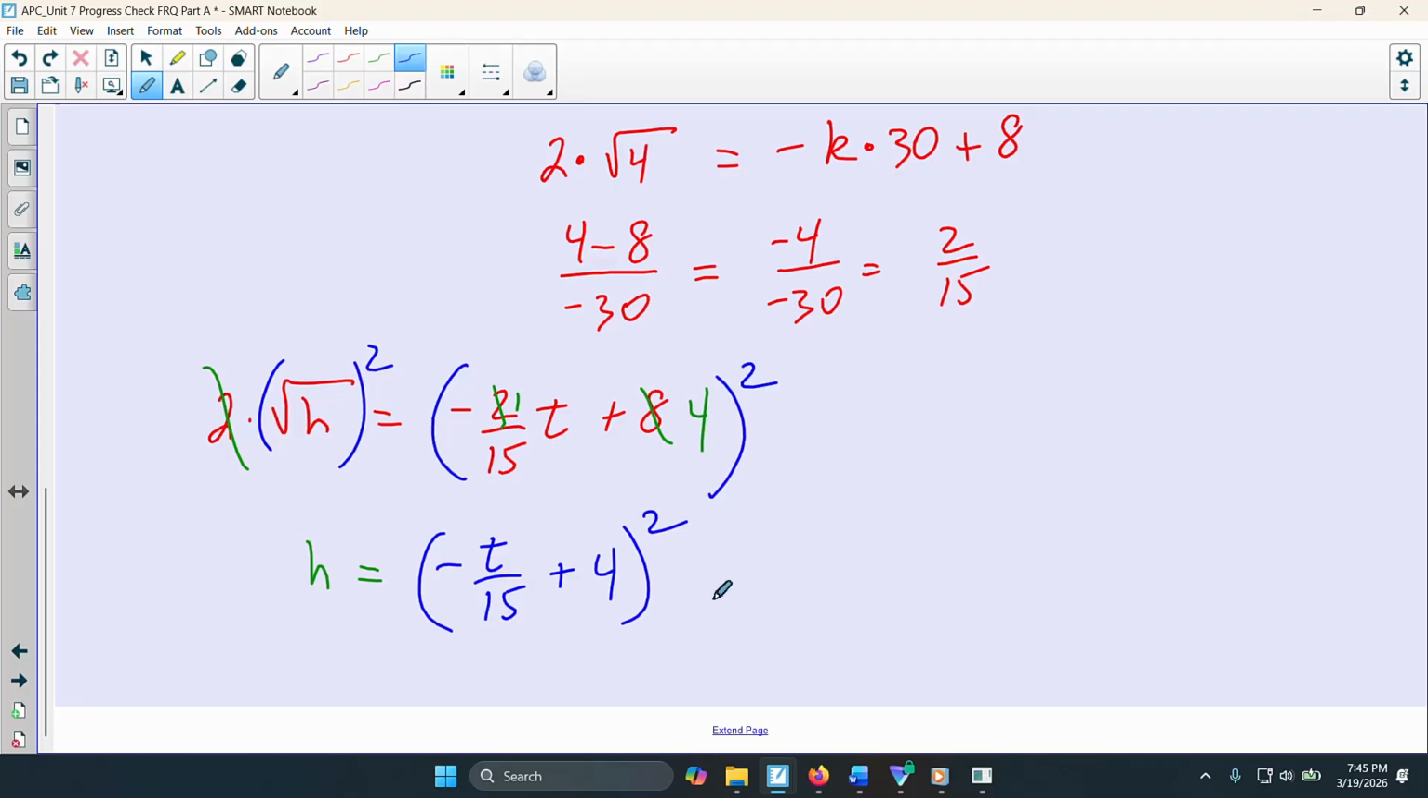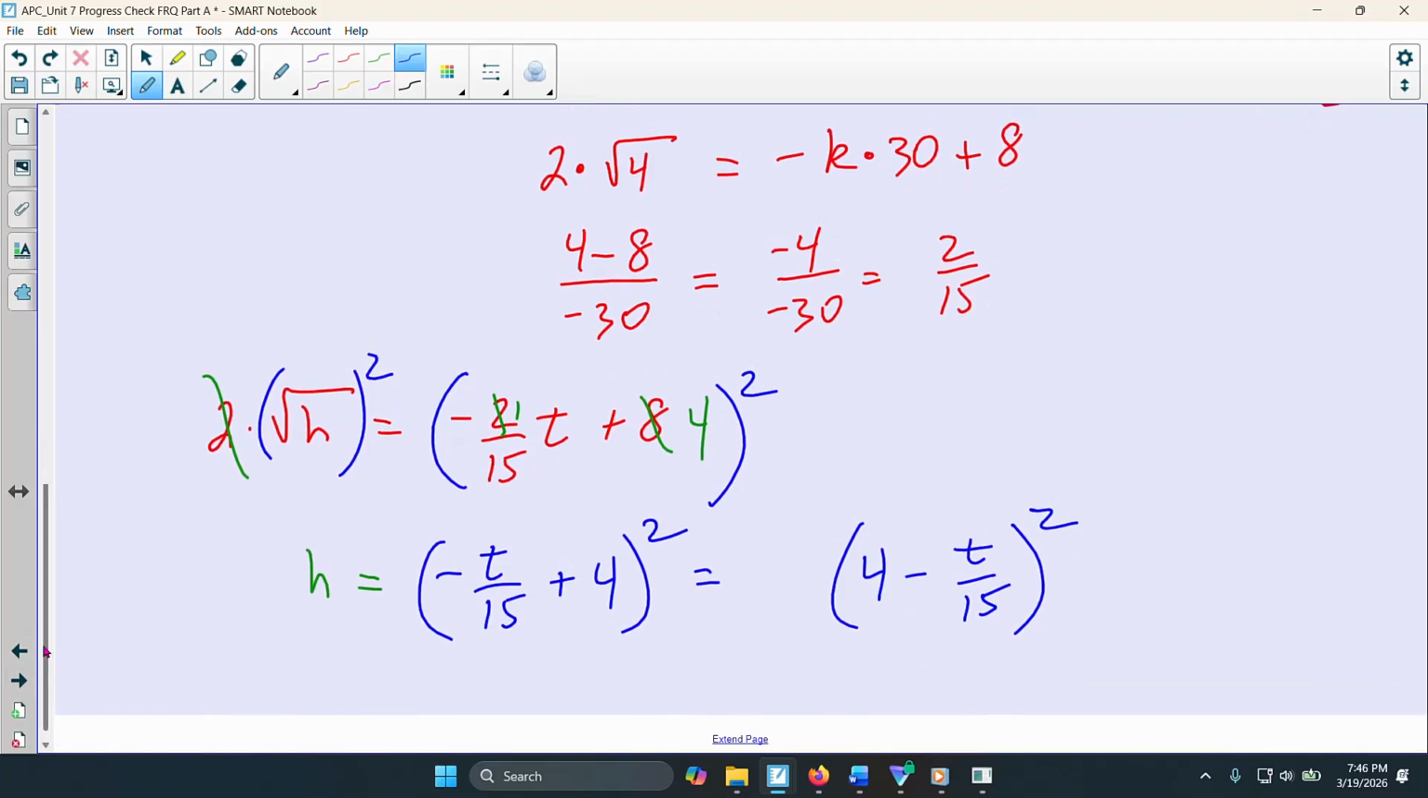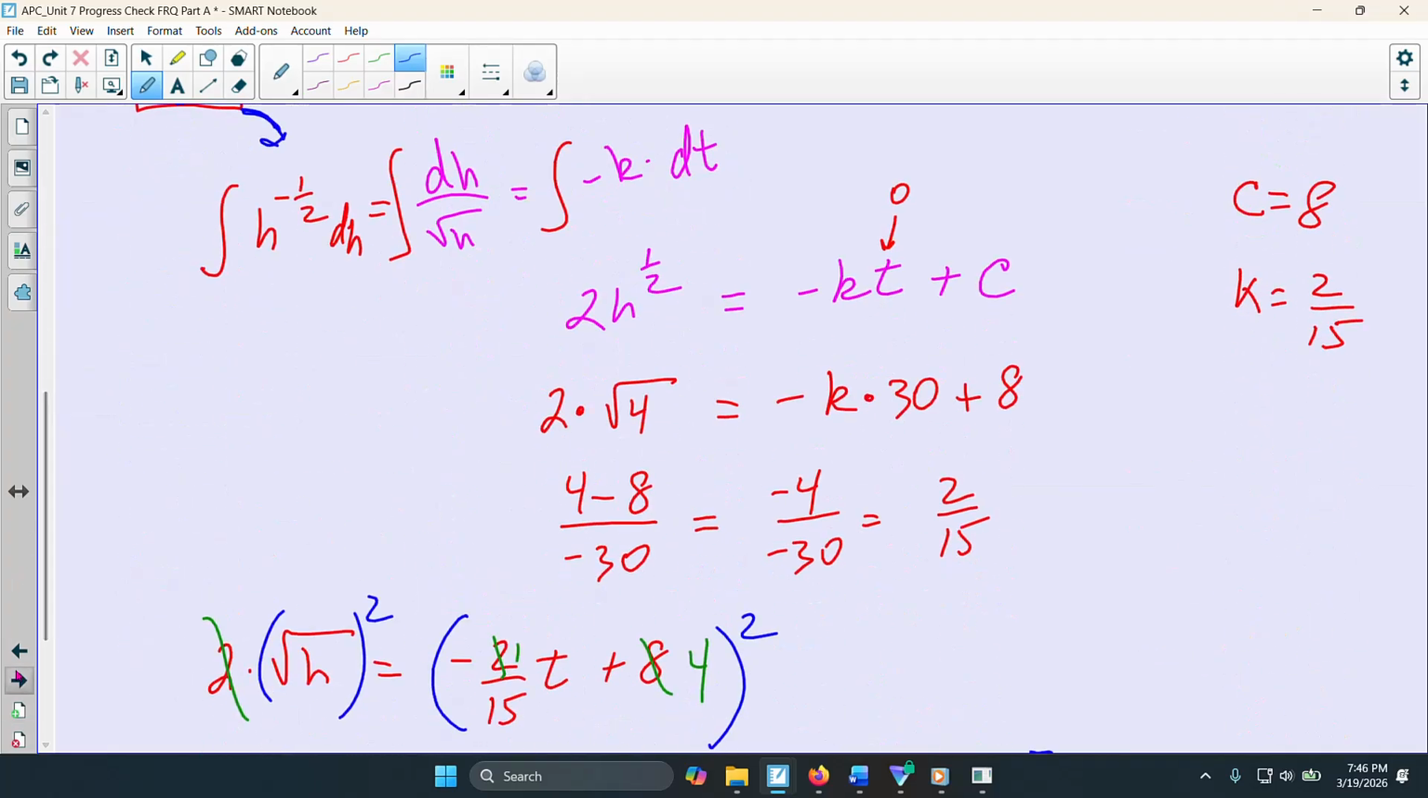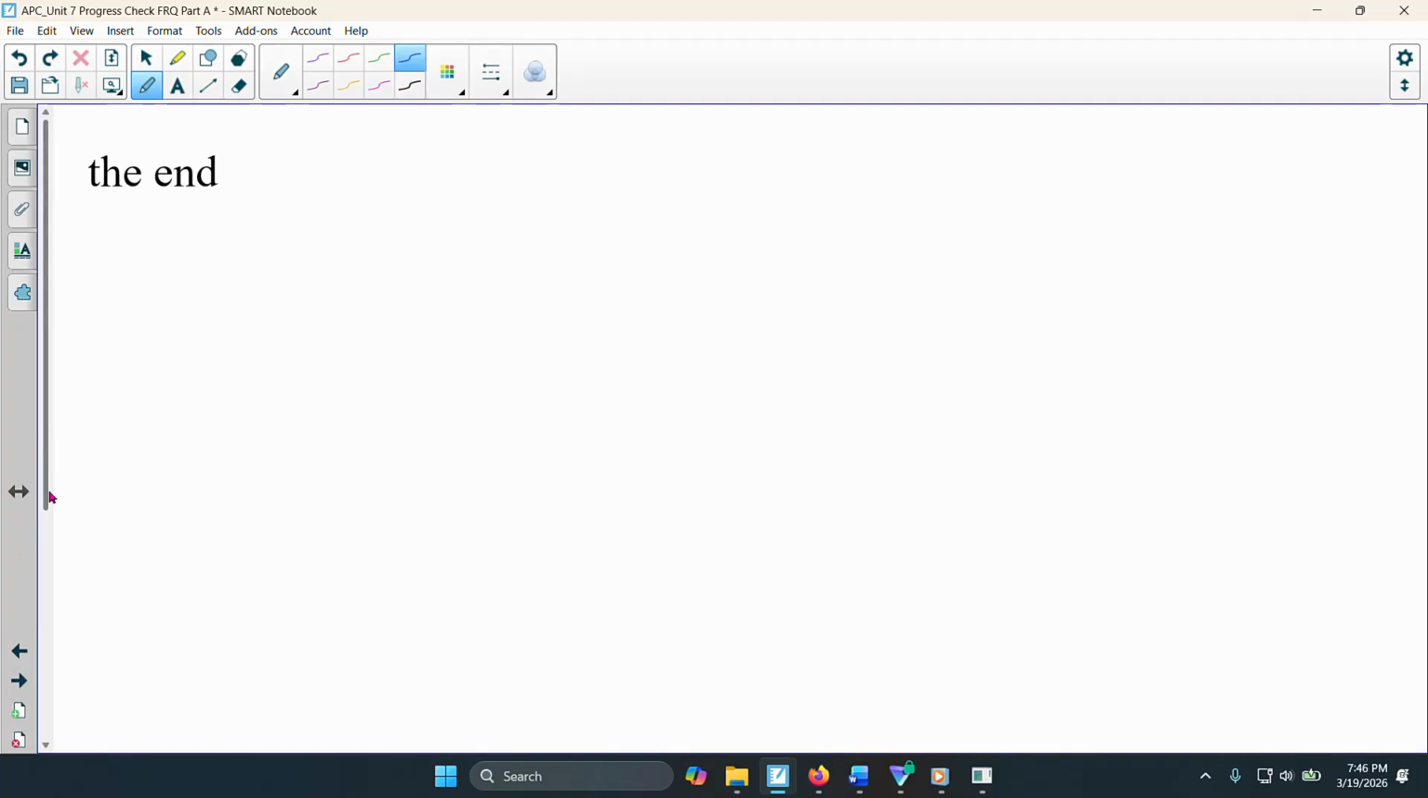Let's see if there's anything to point out here. For FRQs, you definitely do not need to rewrite this as a different version. But I'm just going to rewrite that in case this is a multiple choice. It could also be written simply as 4 minus t over 15, squared. Okay, same thing, just a different position. All right. So that was part C. Next.